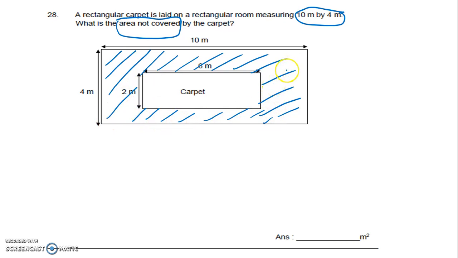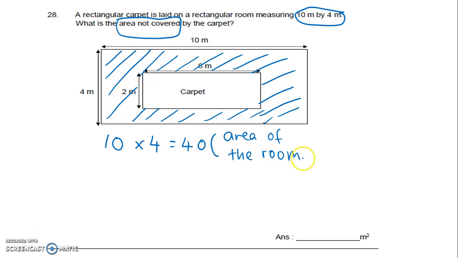The shaded part, correct? How to find the shaded part? First of all, we need to find the big rectangle, which is actually area 10 times 4 equals 40. This is actually the area of the room floor, correct? Because you put a carpet on the floor, right? So it's actually this whole thing here. So you put a carpet there.